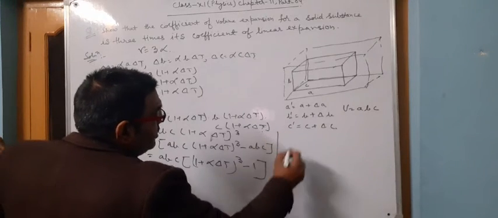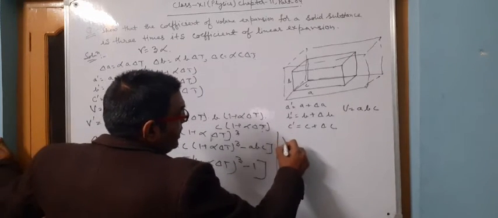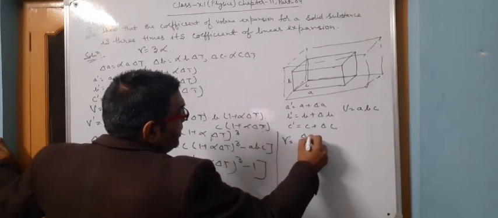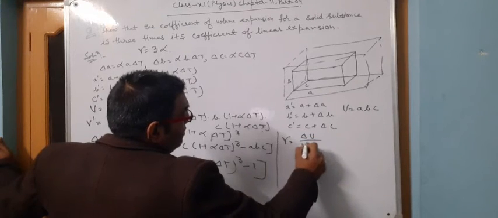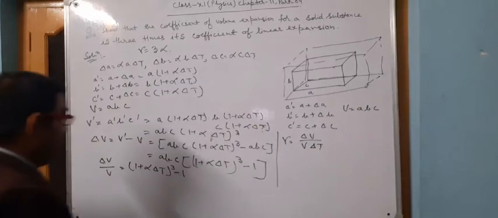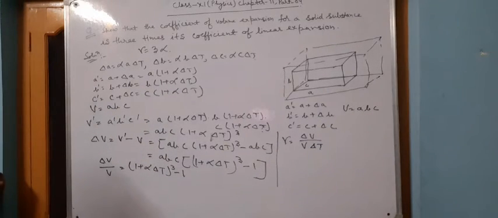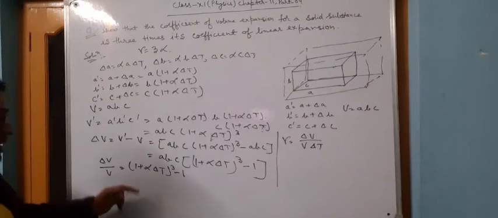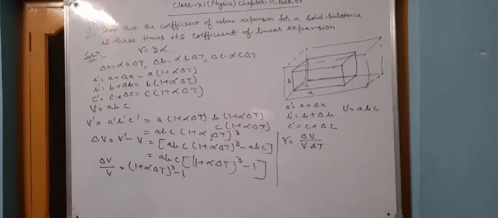Now the coefficient of volume expansion, that is gamma, can be written as delta V upon V delta T. We know the value of delta V upon V, so it is equal to 1 plus alpha delta T whole cube minus 1.